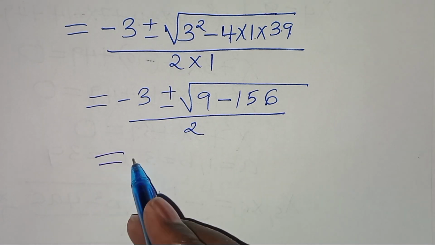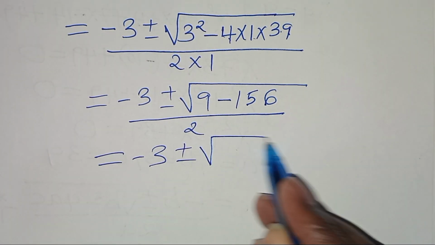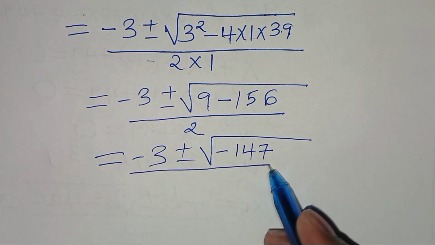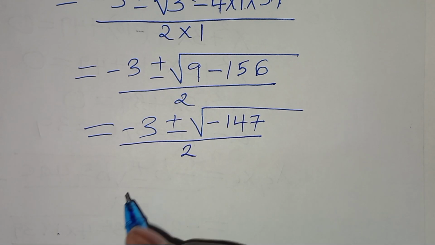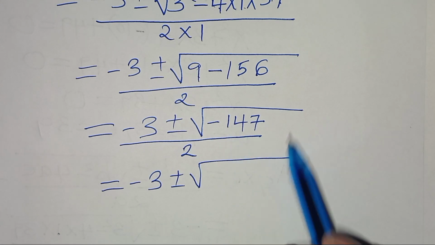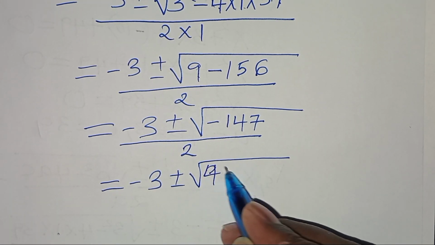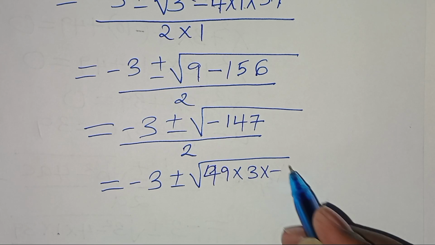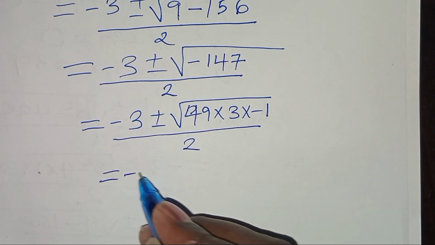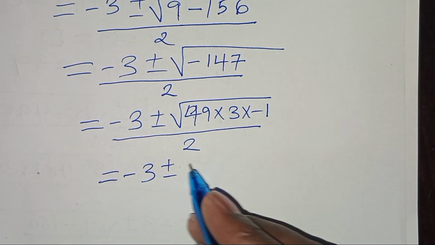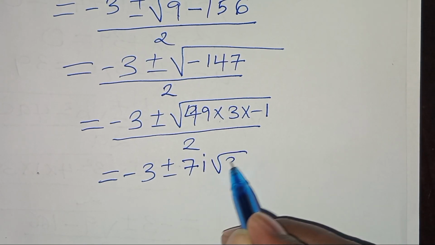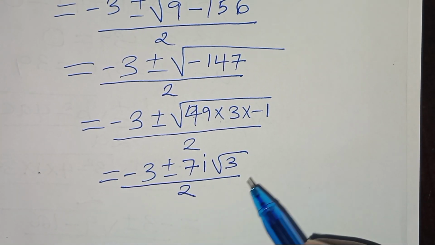So here we'll have negative 3 plus or minus. Now 9 subtract 156, this is negative 147. All this divided by 2. The next step here, we'll have negative 3 plus or minus. We can express negative 147 as 49 times 3 times negative 1. All this divided by 2. So in this case, we'll have negative 3 plus or minus the square root of 49, which is 7, the square root of negative 1, which is i, and then square root of 3, all this divided by 2.